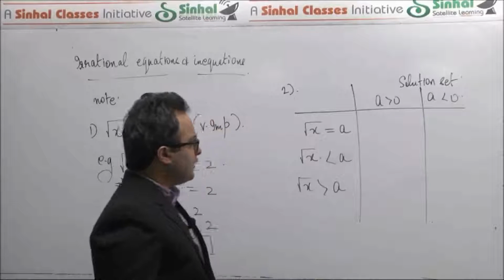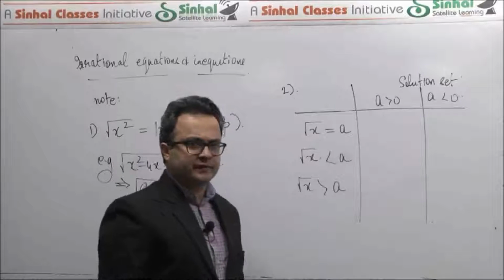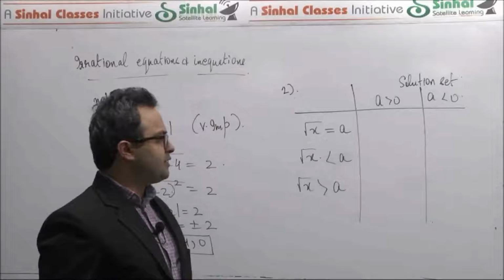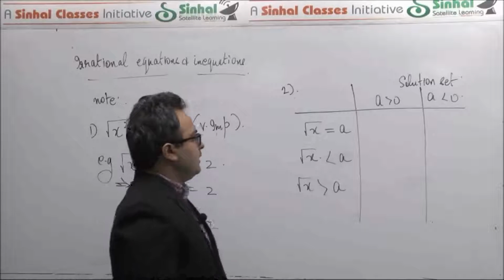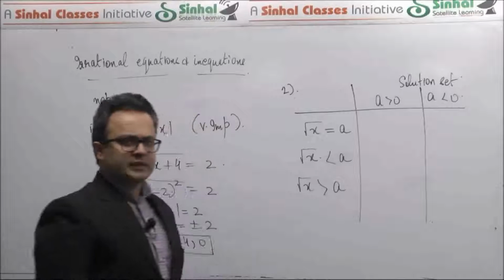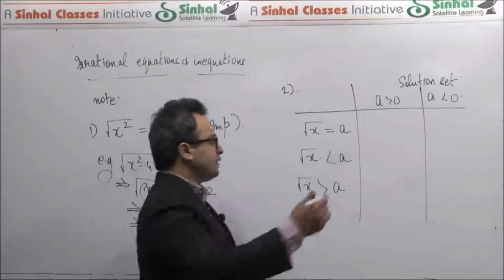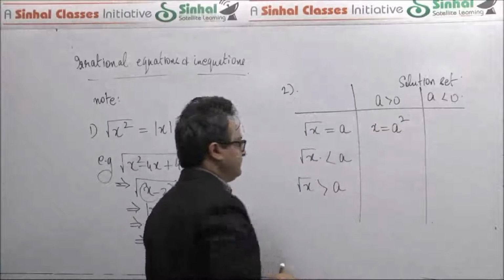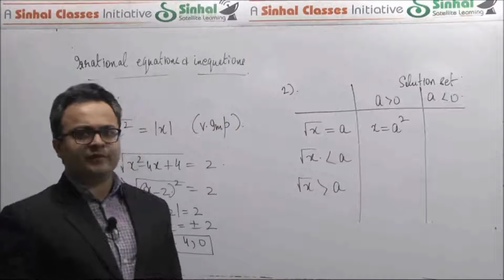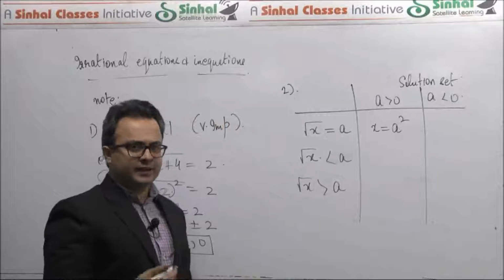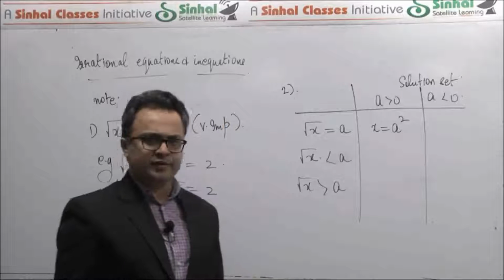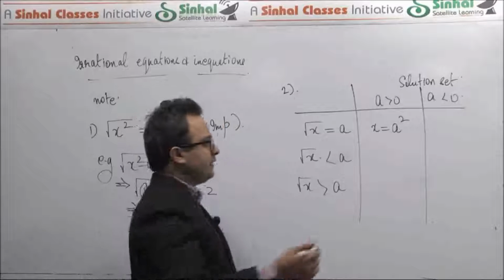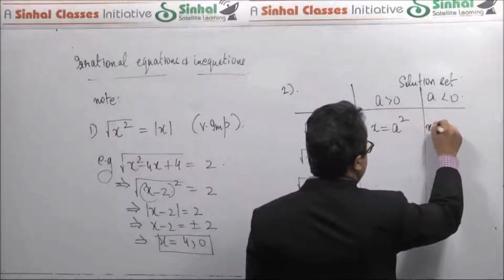Again, let's assume a is some fixed number which might be positive or negative. So if root of x is equal to a and a is positive, then both sides are positive, so I can square. So x will turn out to be a square. And if a is negative, for example, if root of x is equal to minus 2, then by definition root of x has to be greater than or equal to 0, so it cannot be equal to a negative value. So x will belong to the null set.